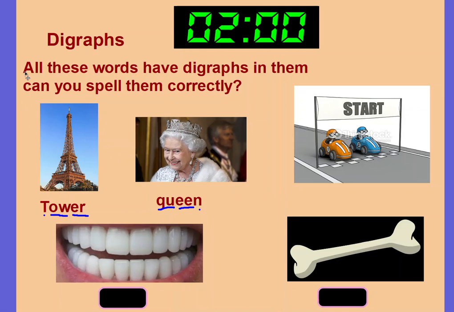Okay, start. This one has a digraph in the middle. St. There's the digraph art. Start. So if you're not sure how to spell a word that rhymes with start, it probably has this digraph here in it. Okay, next one again, double digraph, teeth. Here we have teeth. Two digraphs, the ee and the th.